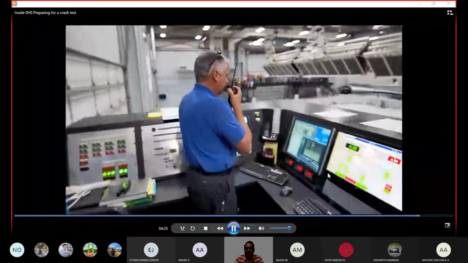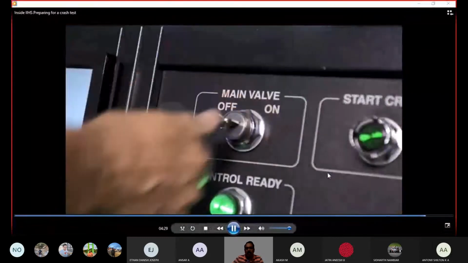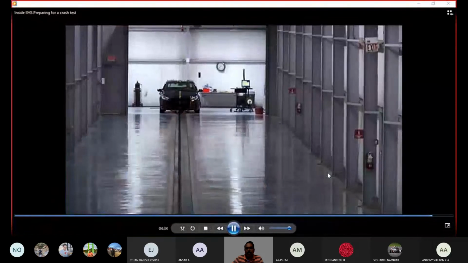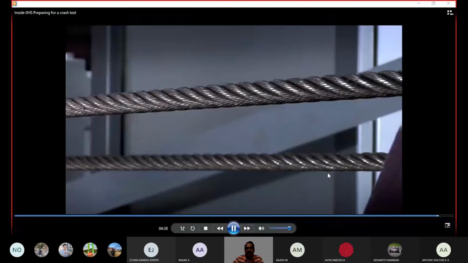After everything has been completed and checked, we exit the shed and the test is initiated from the control tower in the crash hall. Charging is now complete. Test will commence in 4 seconds. 3, 2, 1, we're underway.